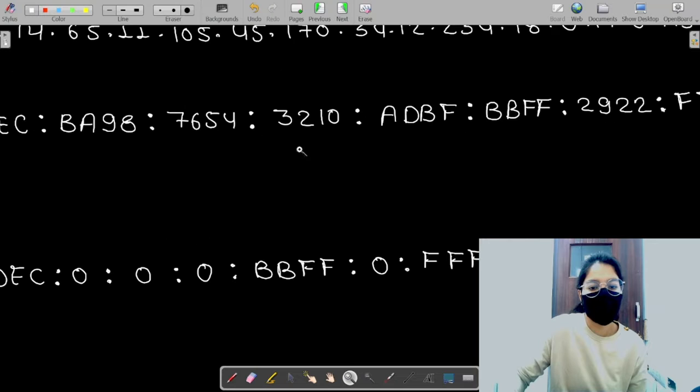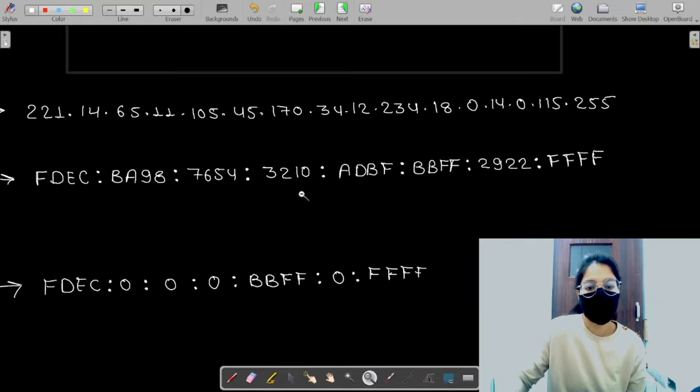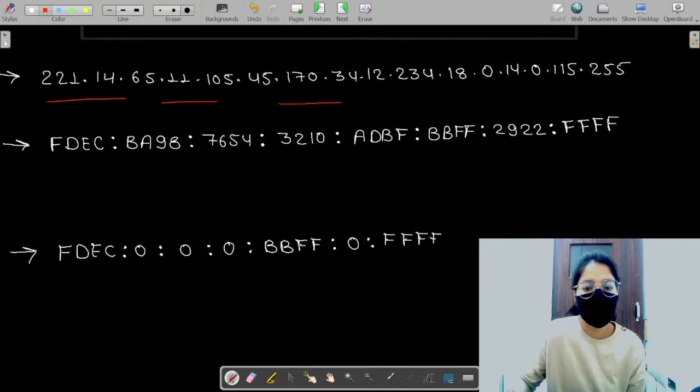This one is the example of dotted decimal notation. Here we can count 1, 2, 3, 4, 5, 6, 7, 8, 9, 10, 11, 12, 13, 14, 15, 16. We divided it into 16 bytes with dots. So this is dotted decimal notation. Dotted decimal notation in IPv6 we use rarely because it's too long. Okay, now we will move on to the second notation.